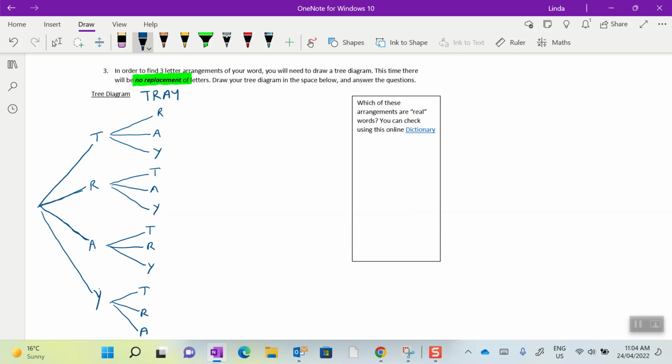So I've chosen my first letter here. I've chosen my second letter here. Now I'm going to choose the third letter, and this could get a little bit crowded. Let's see how we go. If the first letter had been T and the second letter had been R, there's only two possibilities for the third letter, and that is A or Y.